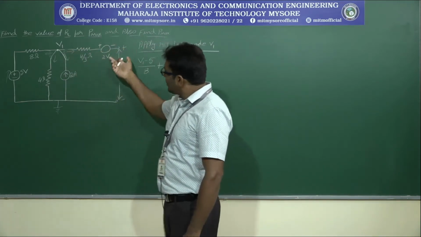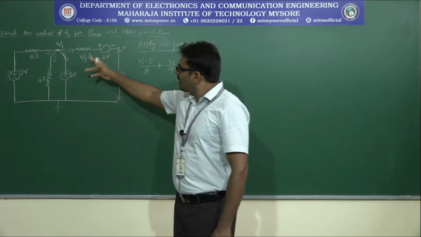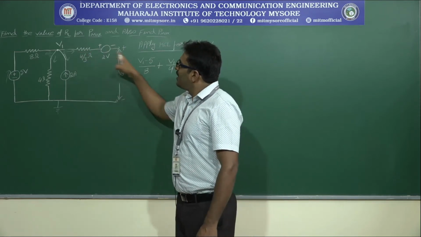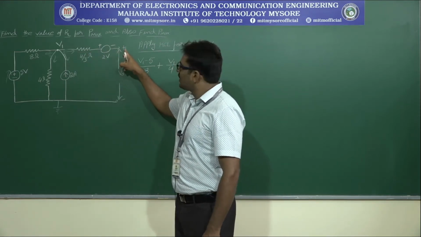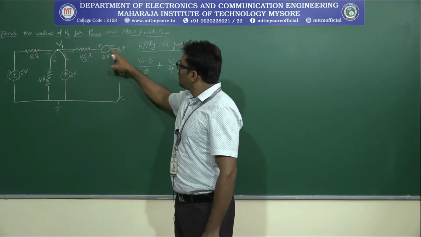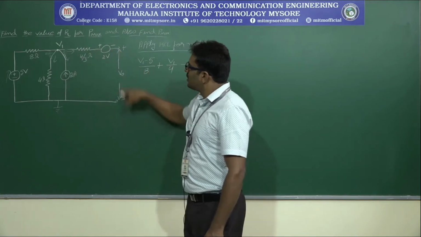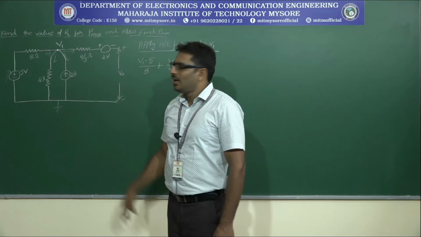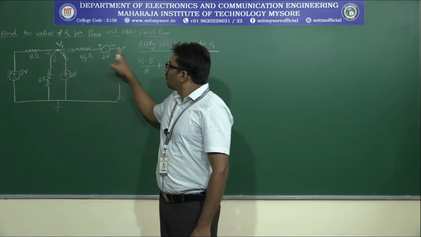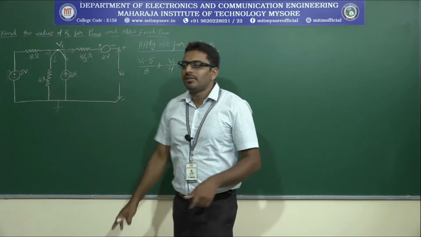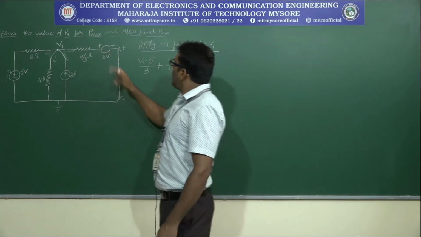Next, what is the current in this branch? 0. Though there is a 2 volt voltage source and resistance, this is an open circuit. This terminal is an open terminal. There is no closed path for a continuous flow of current. That's why the current does not flow through any open circuit. Therefore, what is the current in this branch? 0.